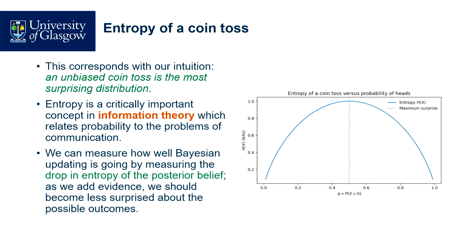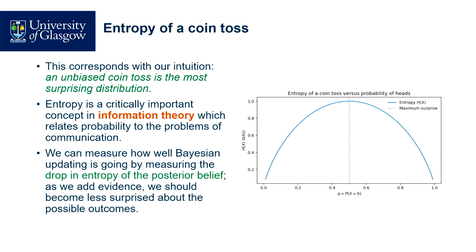So that corresponds to our intuition. An unbiased coin toss is the most surprising distribution, okay? Now, entropy is a critically important concept in information theory, when you try to effectively calculate or communicate information in communication systems.